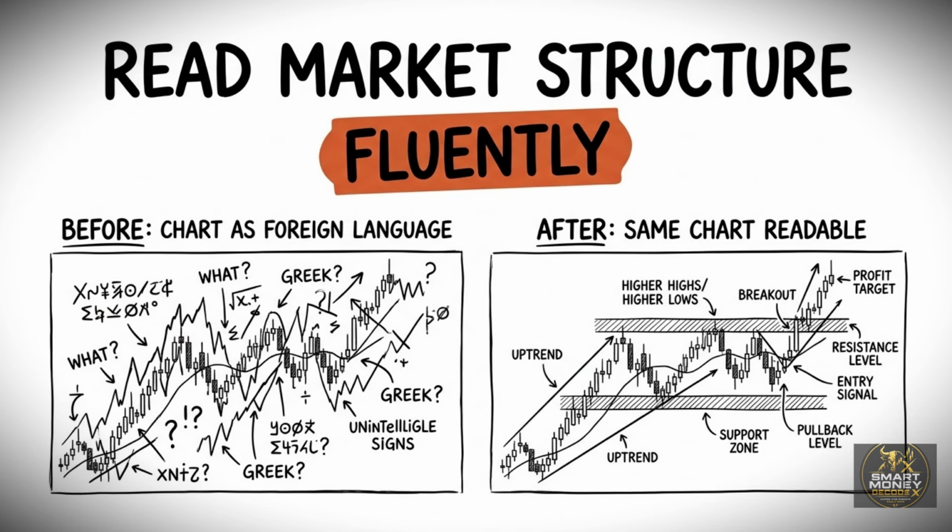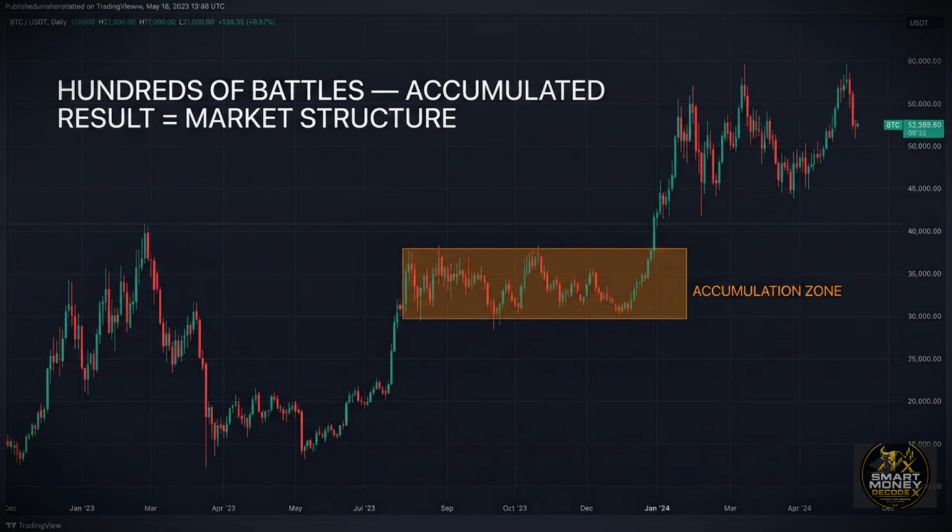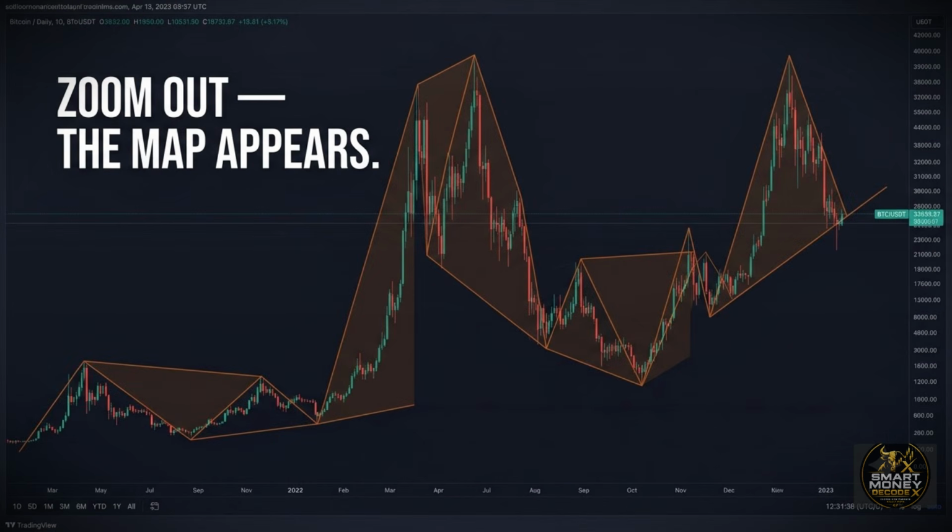Let's get into it. Before we go into the mechanics of market structure, I want to reframe what you are looking at when you see a chart. In video 6, we established that every candle is a battle report. Market orders versus limit orders, aggression versus patience, and the outcome of each battle determines where price goes next. Market structure is the accumulated result of hundreds of those battles. It is the map that forms when you zoom out from individual candles and look at the pattern of swing points they create over time.